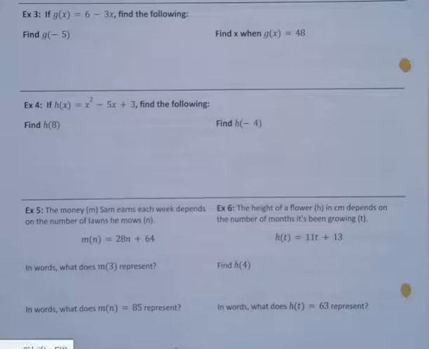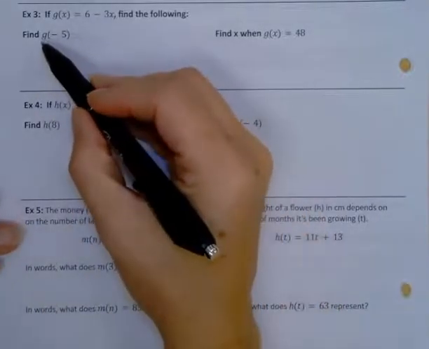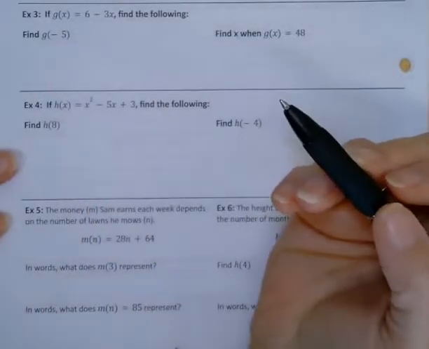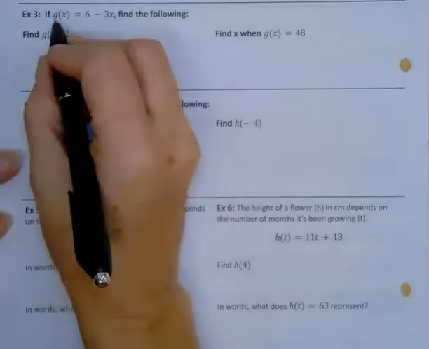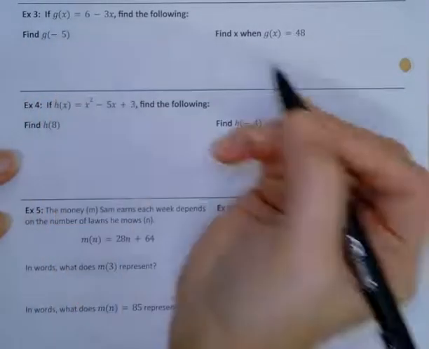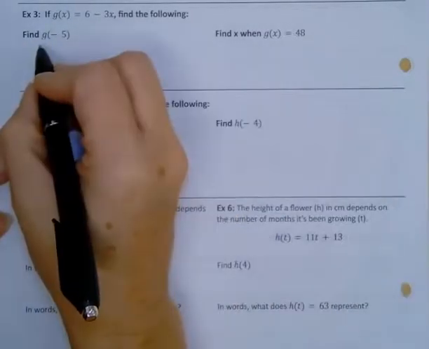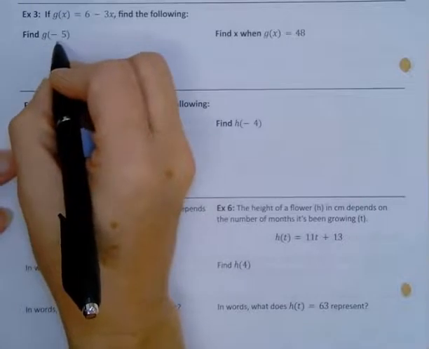This is a continuation of our Unit 3, Day 3 notes on function notation. So we've done example 2, we're going to look at example 3 here. This time, notice that we're calling our function g instead of f. That's fine, this is function g. And so I know the g of x equals 6 minus 3x. I want to find the g of negative 5.